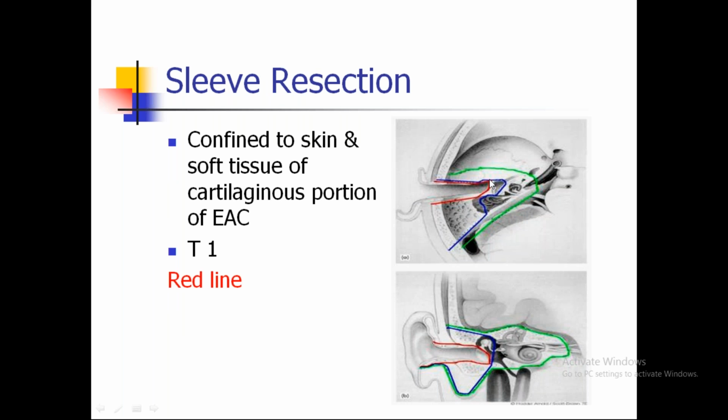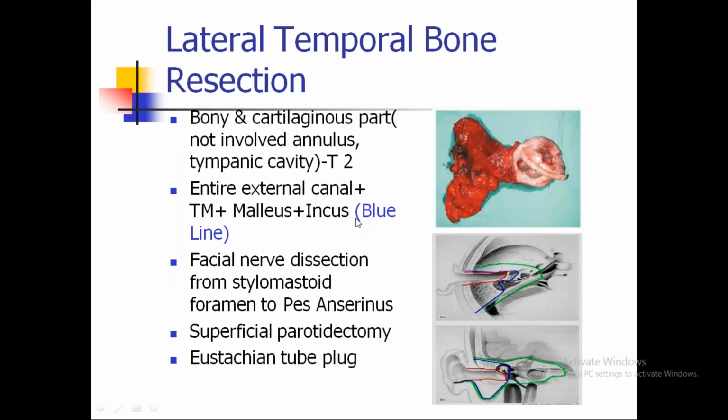So when it is only present in the T1, then only this part of the red line will be removed. Okay. When T2 is there, then the blue line means you can remove the complete osseous canal along with some part of the mastoid. Okay.